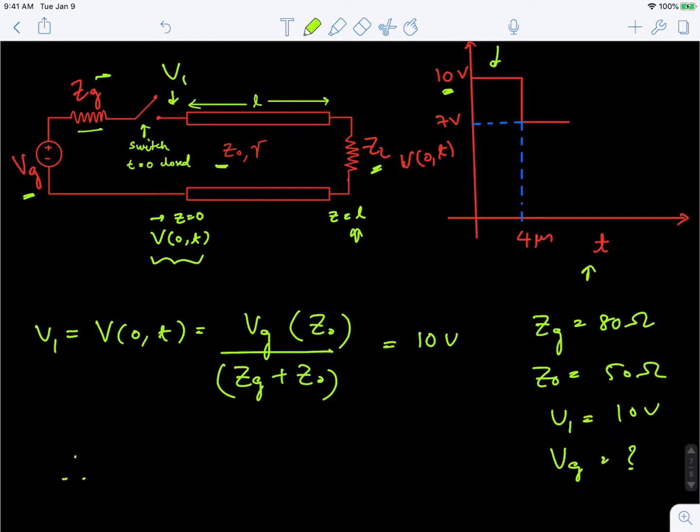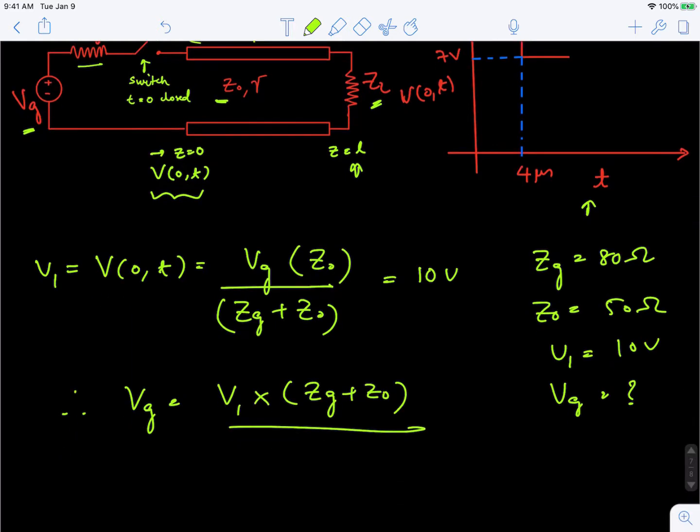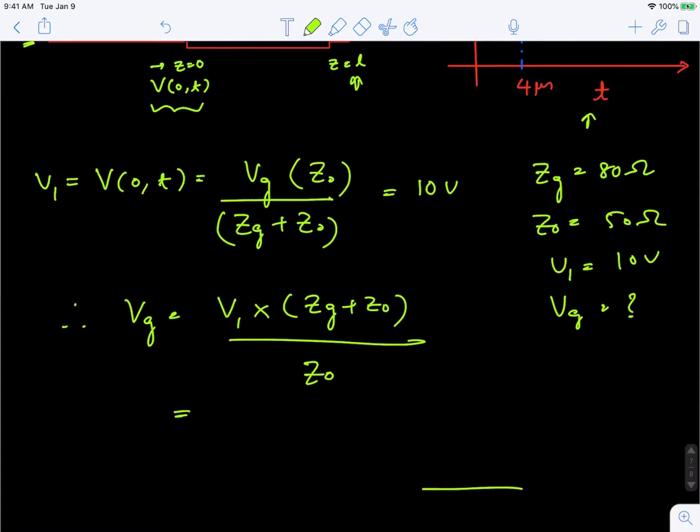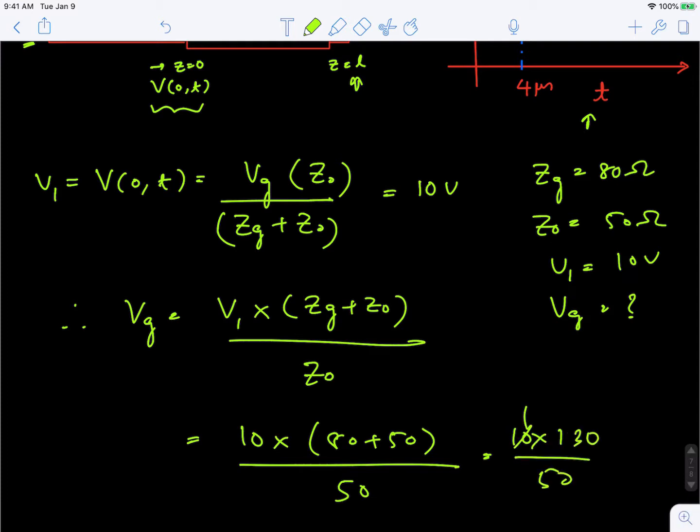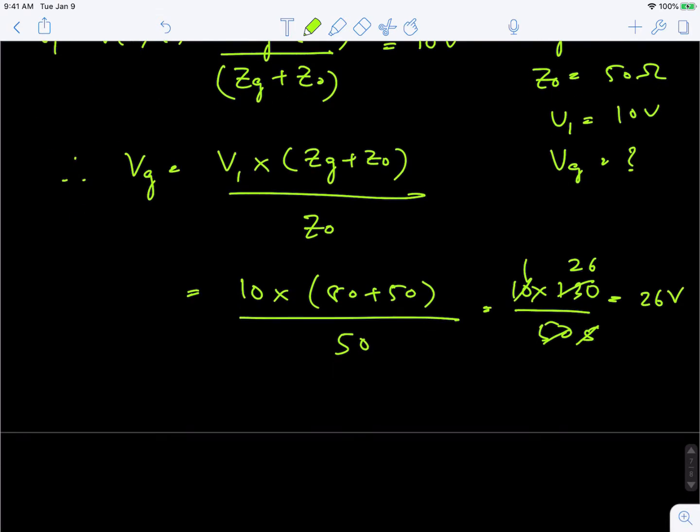Therefore Vg is equal to V1 into (Zg plus Z0) divided by Z0. That is 10 into (80 plus 50) divided by 50, which is 10 into 130 divided by 50. That works out to 26 volts. Therefore, Vg is equal to 26 volts.